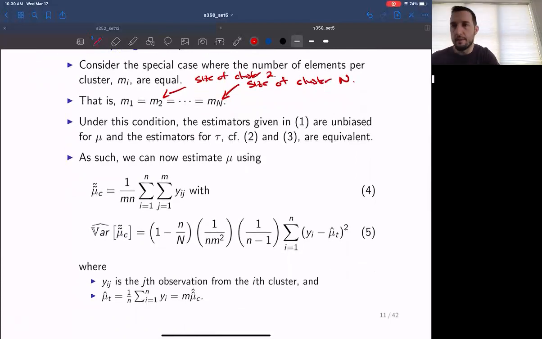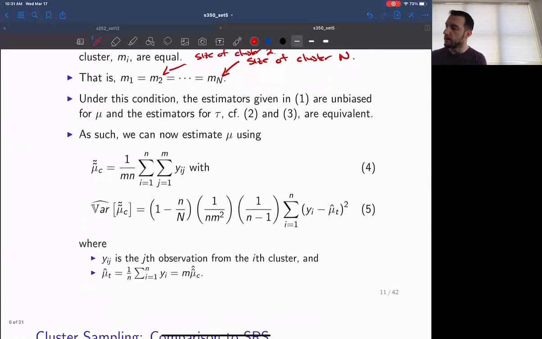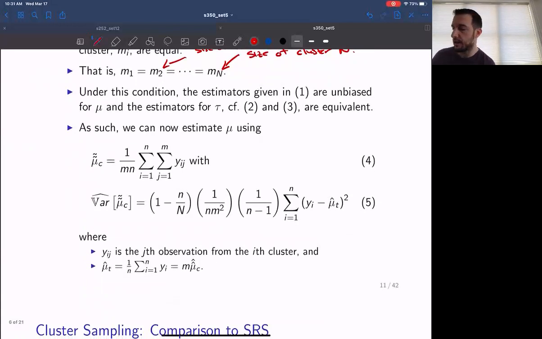All right, under this condition, the estimators given in equation 1 are unbiased, and then the estimators given for mu and tau in equations 2 and 3 are also unbiased. Okay, so the estimators that we've looked at so far in the cluster sampling scheme are unbiased when the number of elements in each of the different clusters are equivalent. All right, so given that that is the case, another result is that we can now estimate the population mean using what's given in 4.